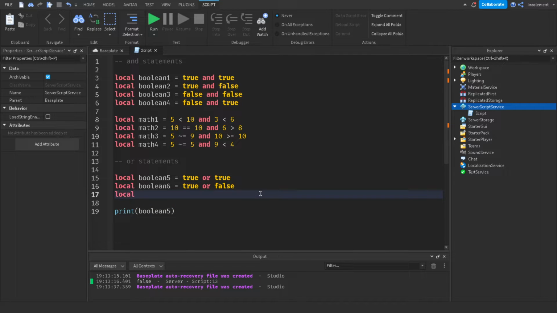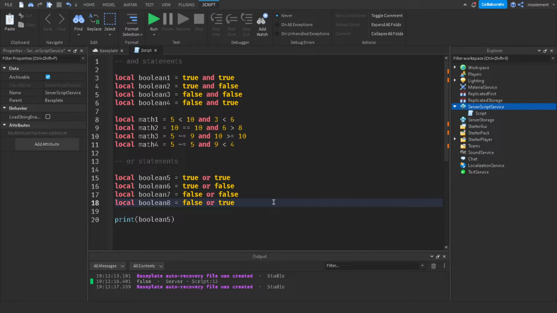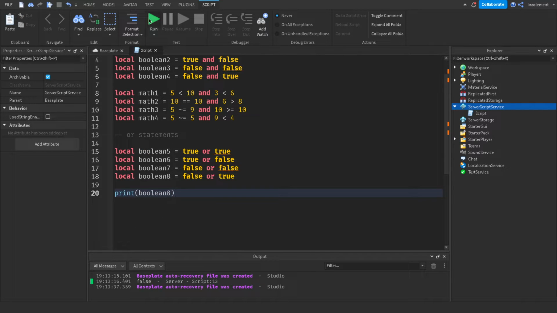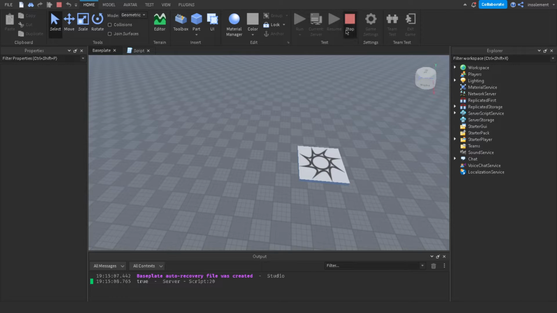So what if we did false or false? We don't have a true anywhere in here, meaning this entire statement is false. So boolean 8, same goes here. Even though the first expression is false, our second expression is true, meaning this would be true. If we run it, it would return to us true.